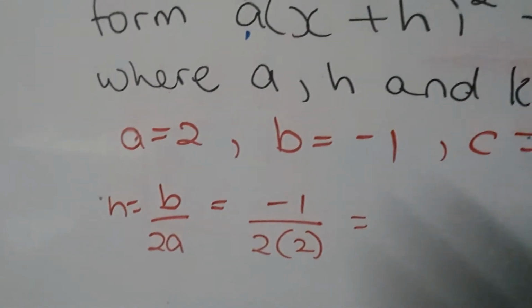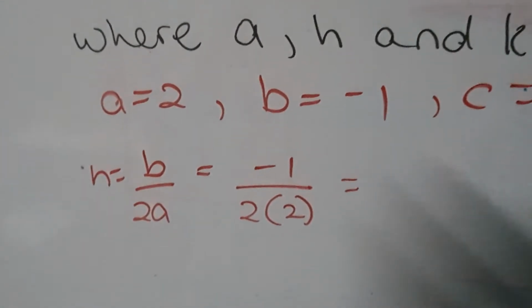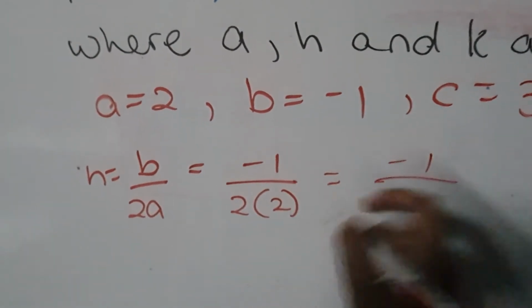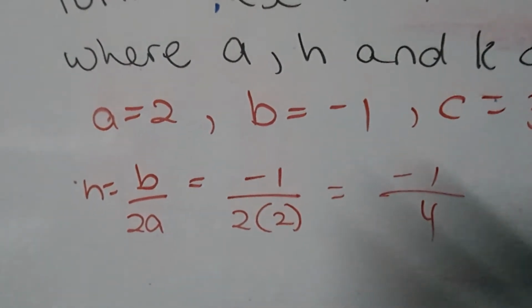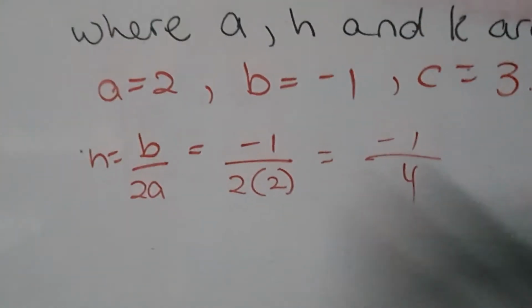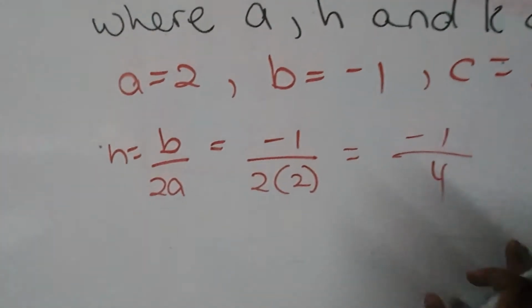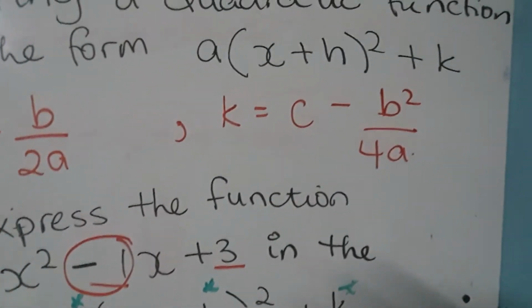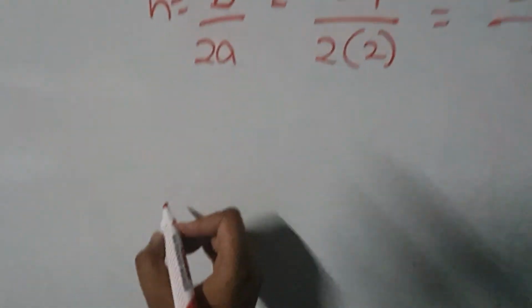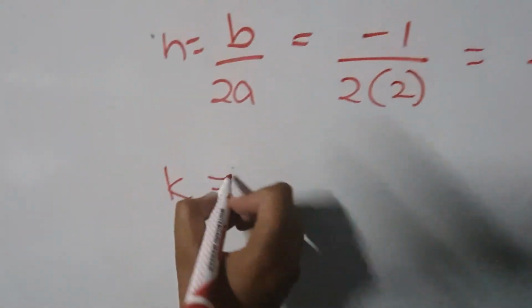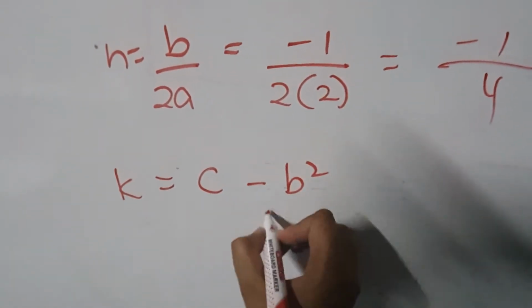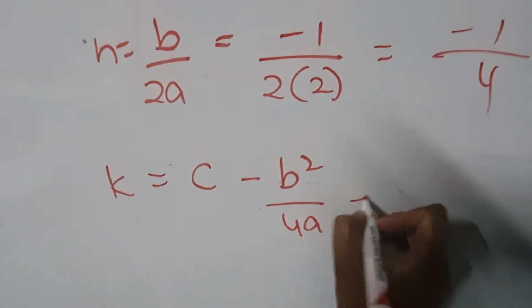Sometimes you're going to get fractions for this, right? So if you get fractions, don't be scared that your answer is wrong or anything like that. So -1, 2 2s are 4. So my H value is -1/4. Then we're going to do the K one. So I'm going to write down the K formula down here. C take away B squared over 4A.